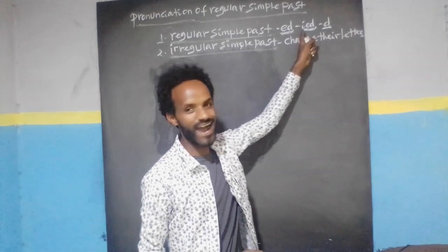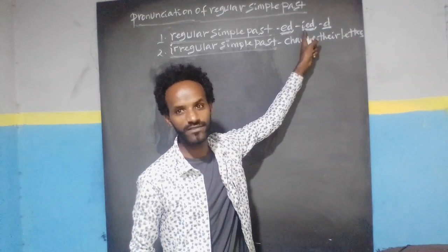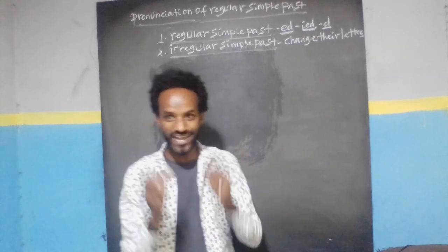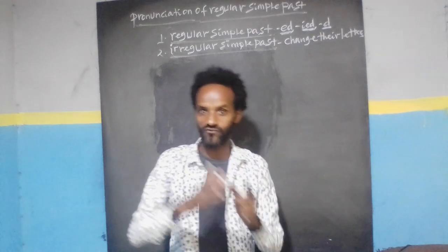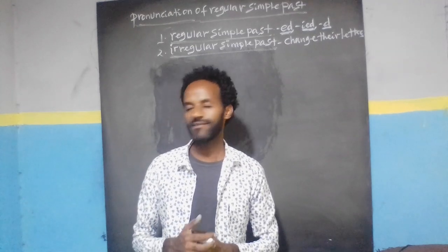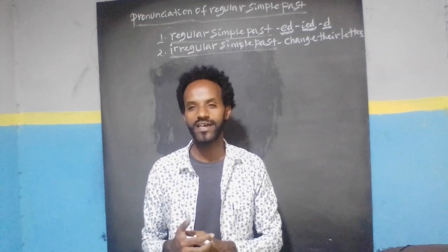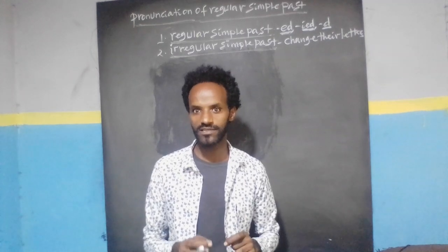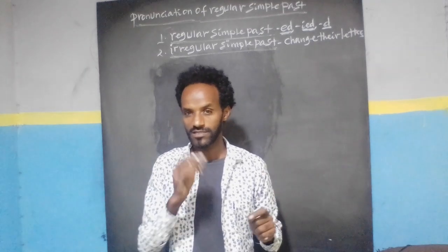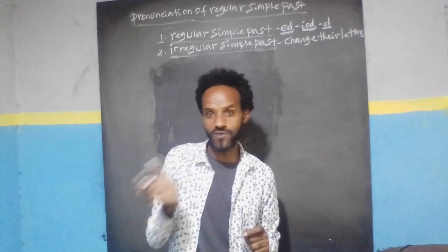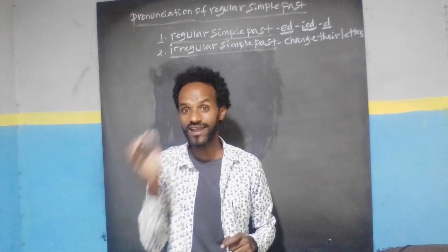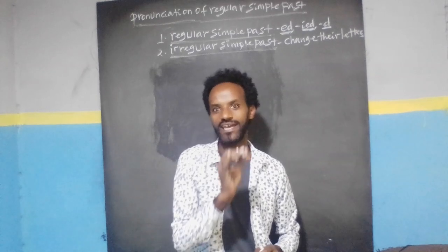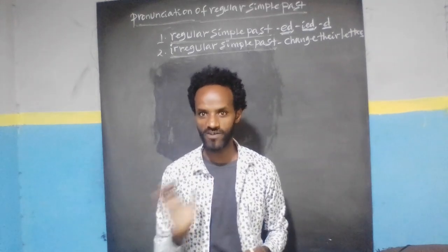When do we add IED to the regular simple past verbs? Good. If the given verb ends with the letter Y, and in front of Y there is another consonant letter. That means the CC rule. C means consonant, and again, C means consonant. CC means consonant, consonant. If it ends with Y and in front of Y there is a consonant letter, you can change Y into I. And adding ed is preferable for that.